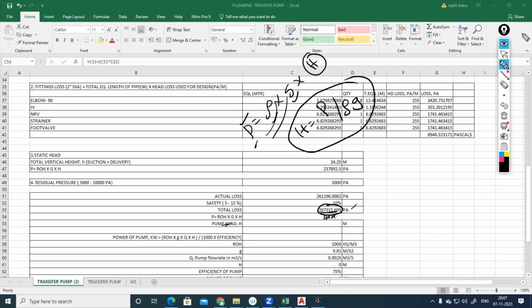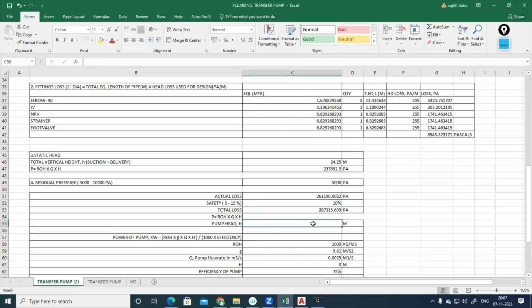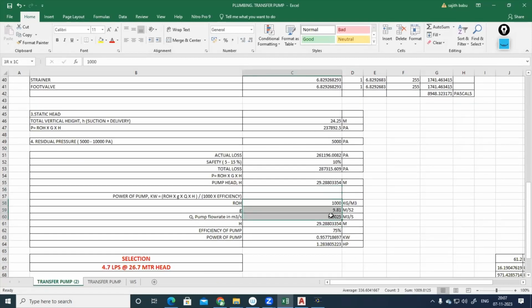Same equation you should apply. So your pump head will be P by rho G. P is this one, divided by rho, 1000, G, 9.81. The pump head is equal to 29.28 meter.